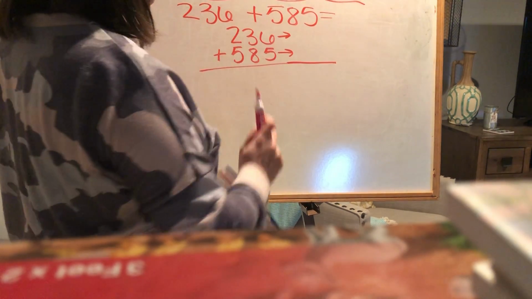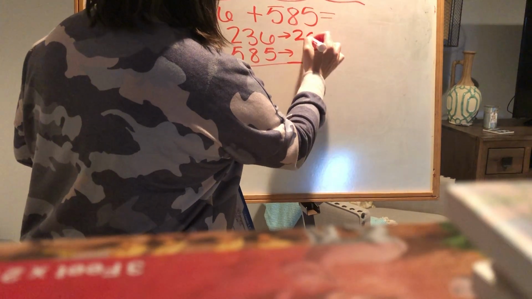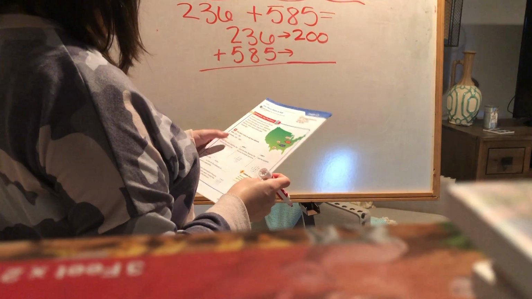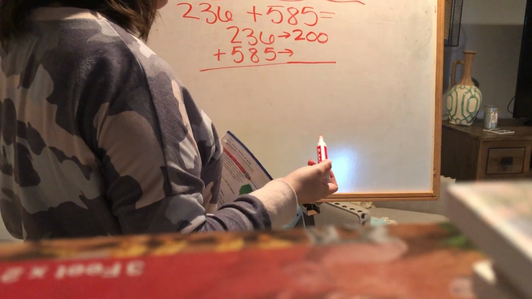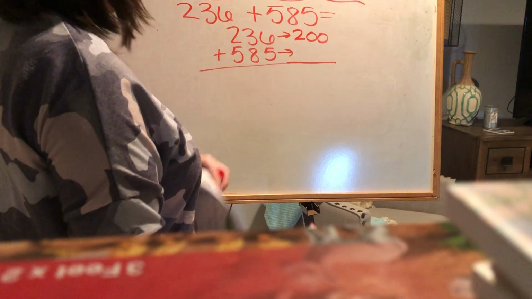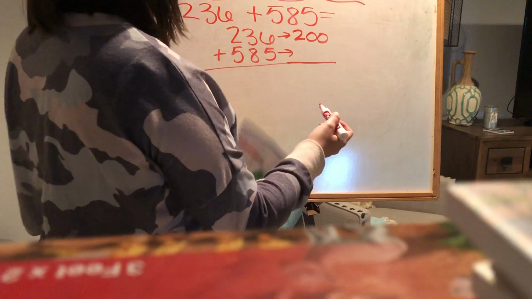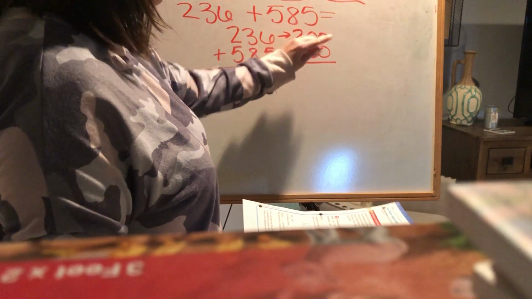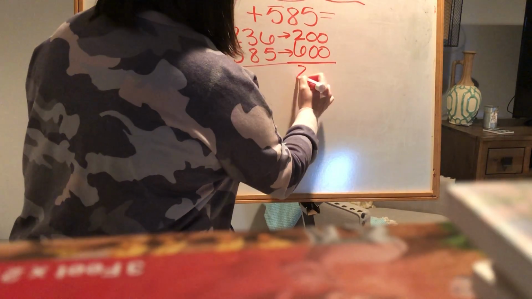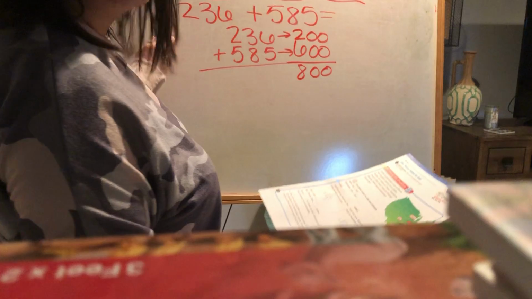So 236, what is that closest to? Let's estimate it to 200. So 200, now 585. I ask myself, is that closer to 600 or is that closer to 550? Let's go with the 600. So now we have estimated these two numbers and we have 200 plus 600. That's easy. You can do 200 plus 600 in your head. 6 plus 2 is 8, so you get 800. This is how we estimate. We reviewed this the other day. This is a review here.